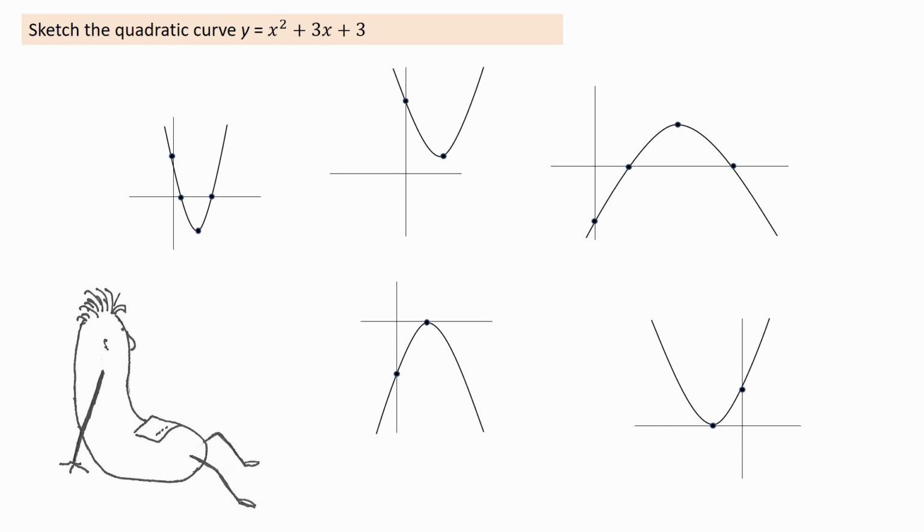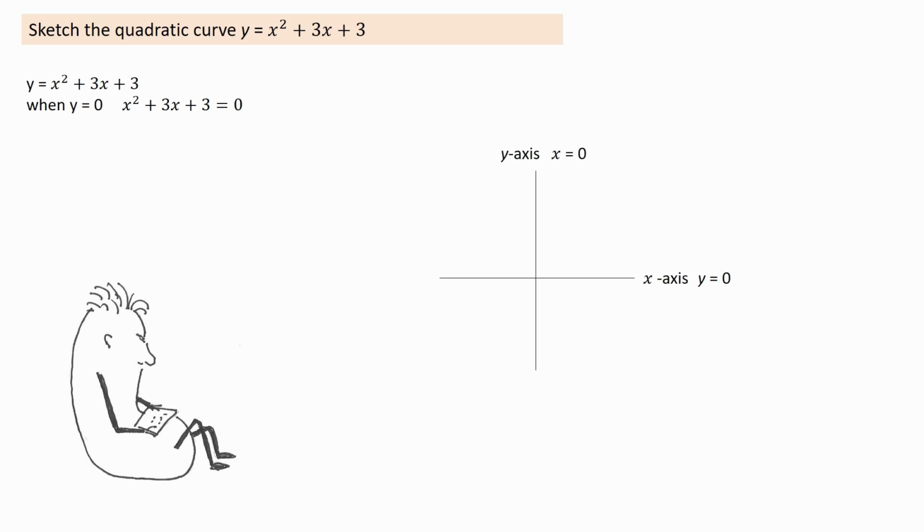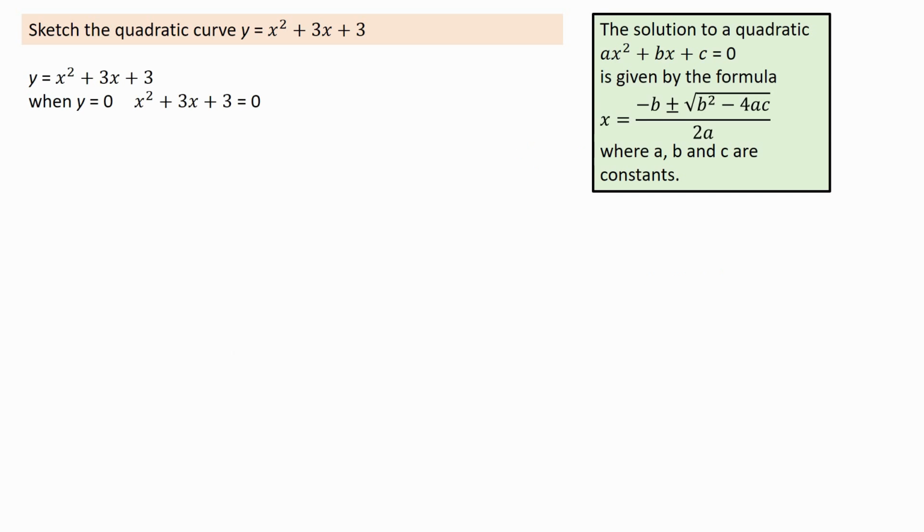For a sketch, the x and y intercepts and sometimes the turning point are needed. The x-intercepts occur when y equals naught, so substitute y equals naught into the quadratic equation to obtain x squared plus 3x plus 3 equal to naught. The equation does not factorise, so use the quadratic formula.